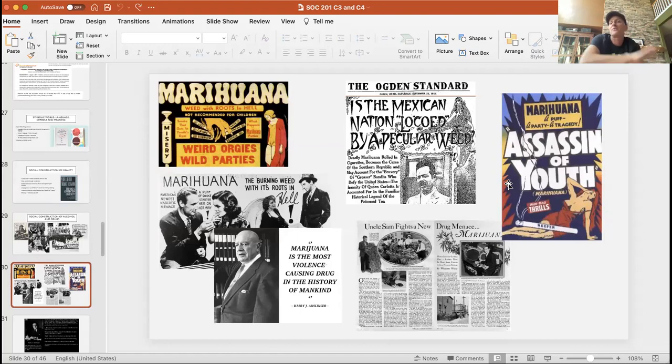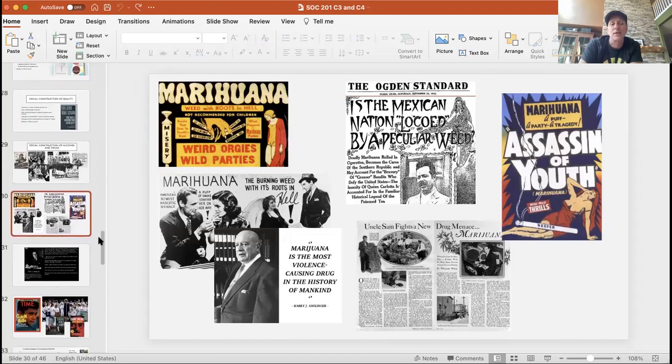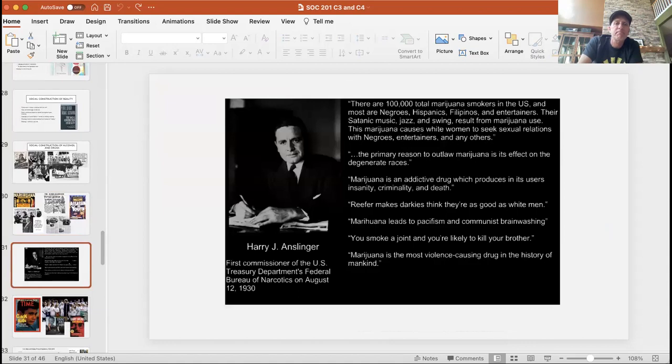And then fast forward, look at where we're at today. It's been a really interesting ride to think about the war on drugs that started in the 1980s. And now we're at the place where there's legalization of marijuana in a lot of states. Wow, what a different construction of marijuana, right?